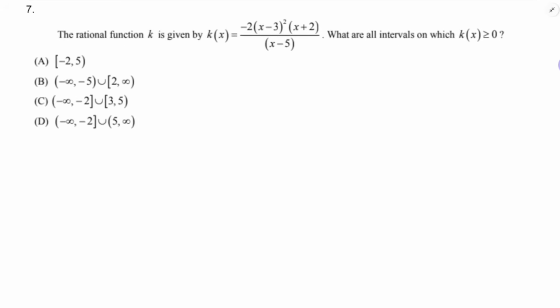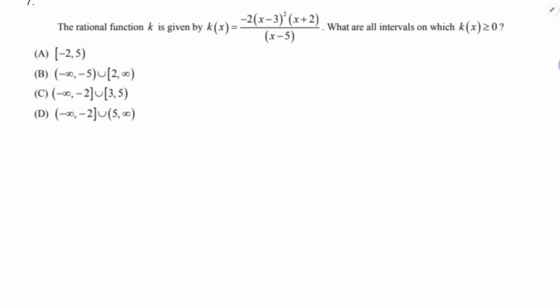Number 7, the rational function k is here. What are all intervals on which k of x is greater than or equal to 0? Okay, it's been a while since we've done this, at least in my class. I remember that we're going to identify our key numbers, put those on a number line, make a sign chart, and hope for the best.